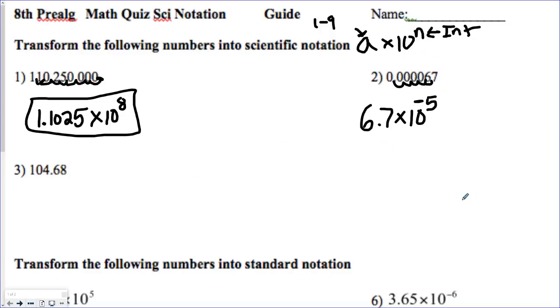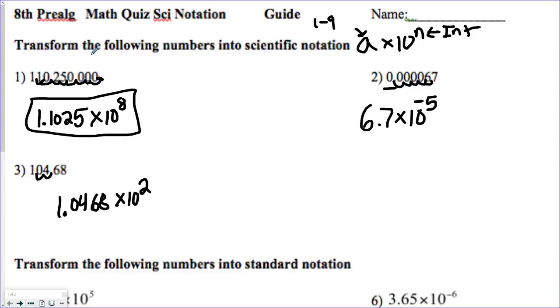Because we're going from a small number to begin with, which is basically anything that's 0 point something. So if it starts with 0 point something, then it's going to be a negative number. If it's bigger than 0 point something, it'd be a positive number. For number 3, our decimal point's right in the middle there, so all we need to do is jump 1, 2. So you'd have 1.0468, and then it'd be times 10 to the second. And again, this still counts as a big number because it's basically more than 0 point something. If it was 0 point something, then this would be a negative exponent, but it's a positive exponent because it's a number that's more than 0 point something.